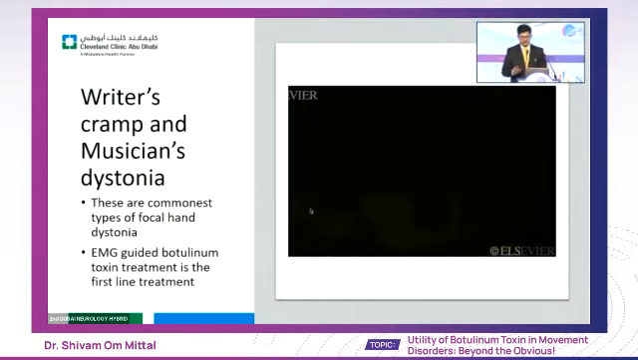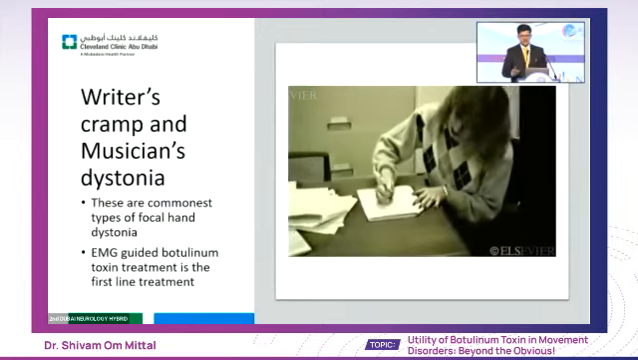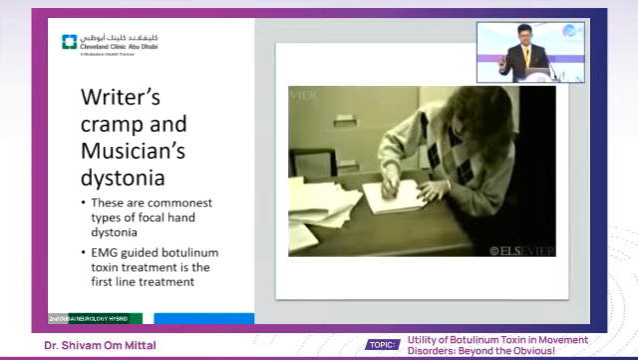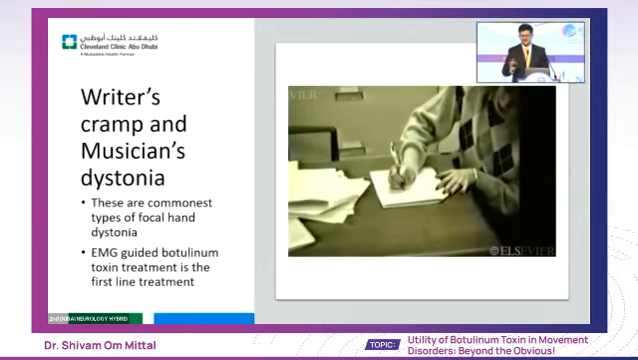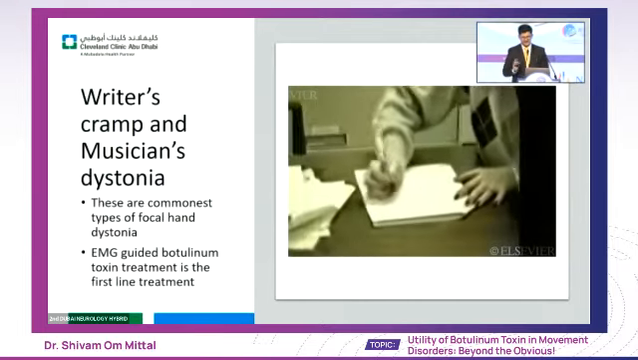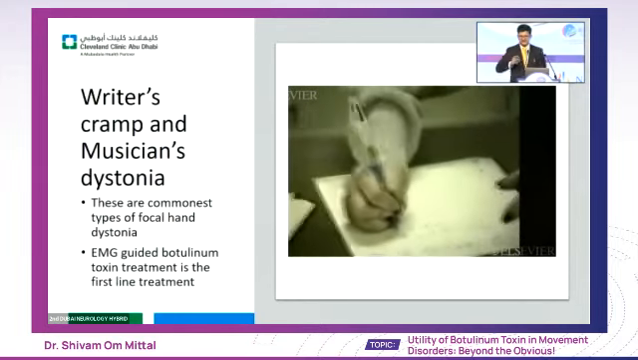Writer's cramp as well, we are all aware of writer's cramp. It is not very common in the UAE, not common in the US as well. In India, it is extremely common. In my hospital, when I was working in India for two years, six doctors had writer's cramp. So it is very common, mostly in doctors and lawyers and IAS officers who write a lot.